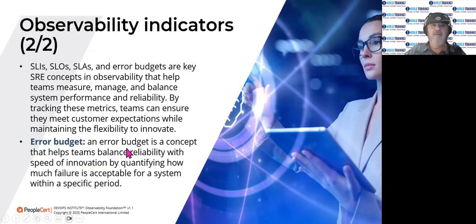Here's a definition of error budget. An error budget is a concept that helps teams balance reliability with speed of innovation by quantifying how much failure is allowed for a system within a specific period.